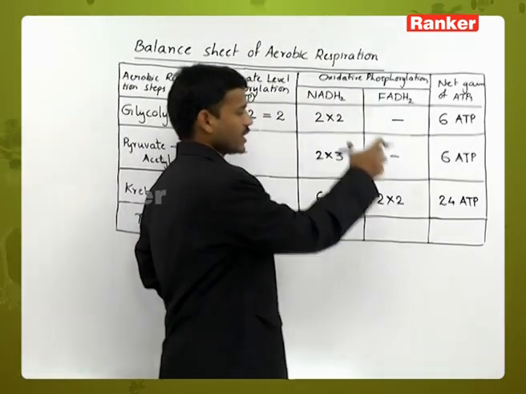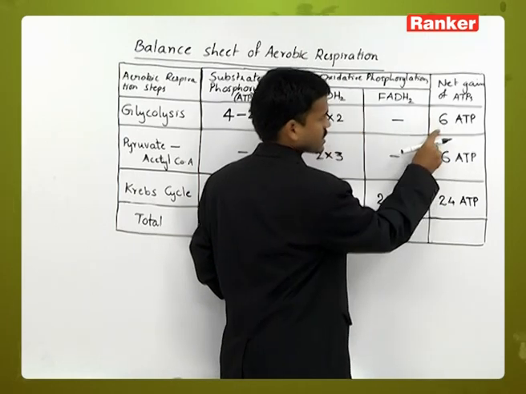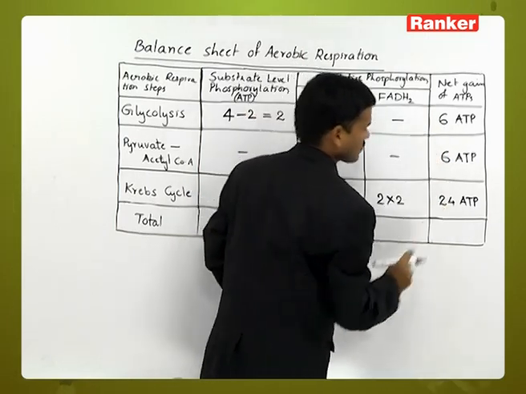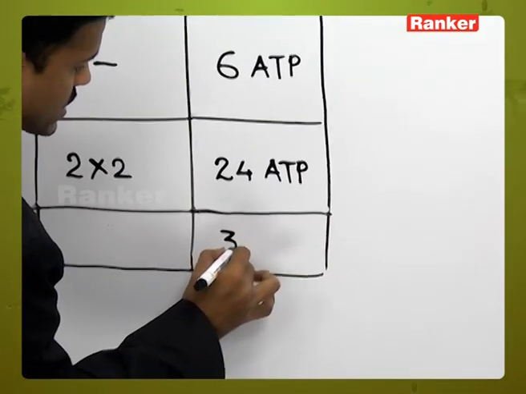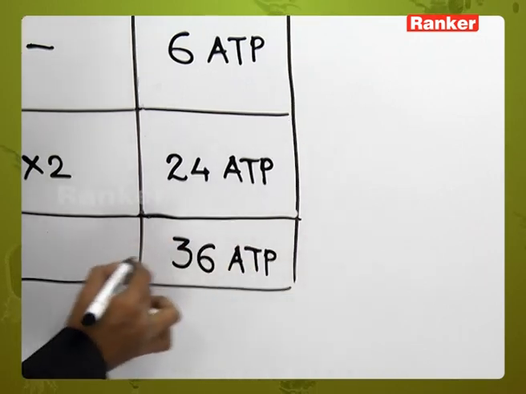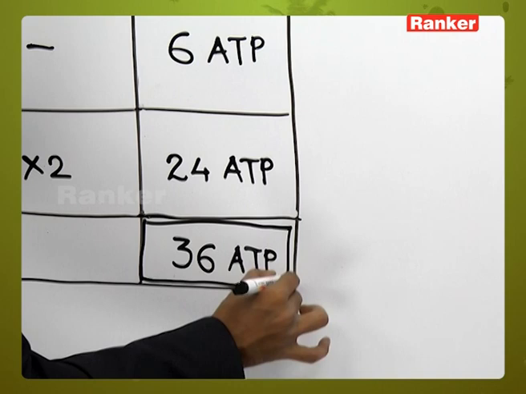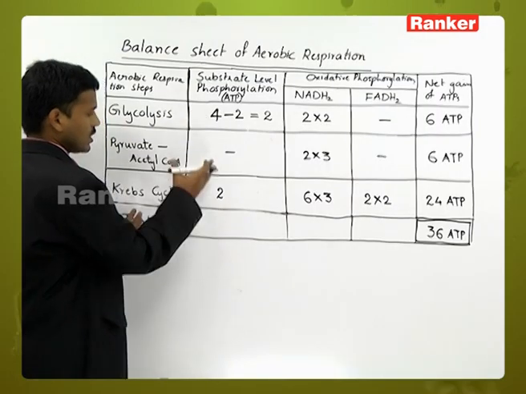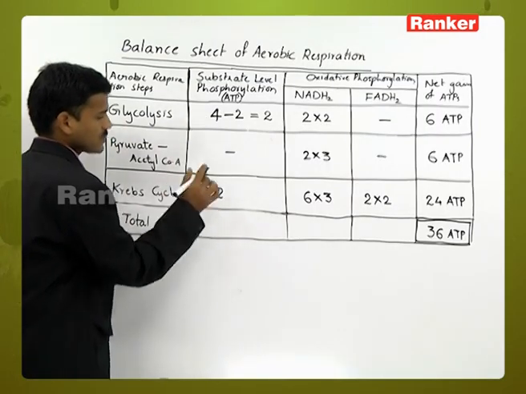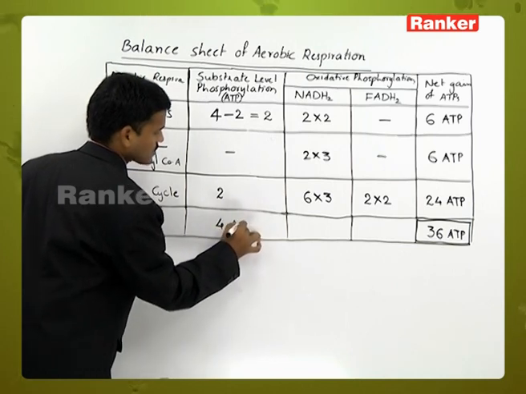In the total aerobic respiration, the total net gain of ATPs is 6 plus 6, 12 plus 24, 36 ATPs. That is the net gain of ATPs in aerobic respiration. Here by substrate level phosphorylation 4 ATPs are produced.